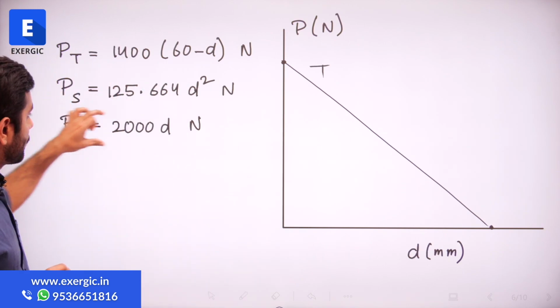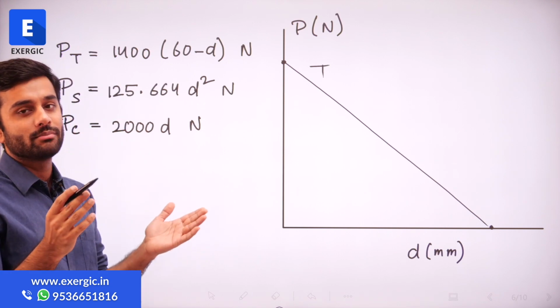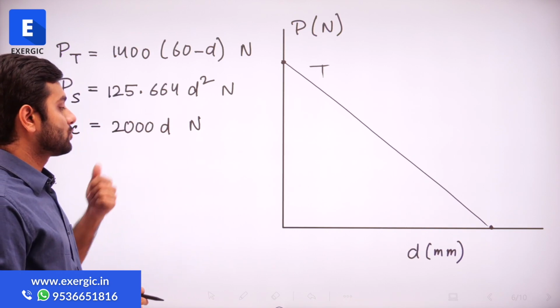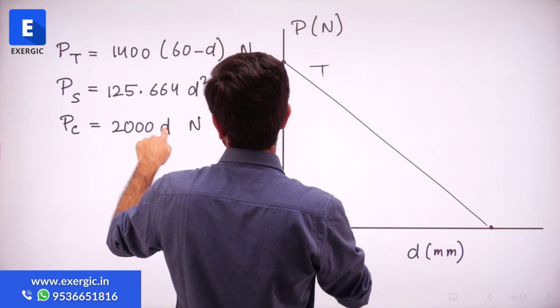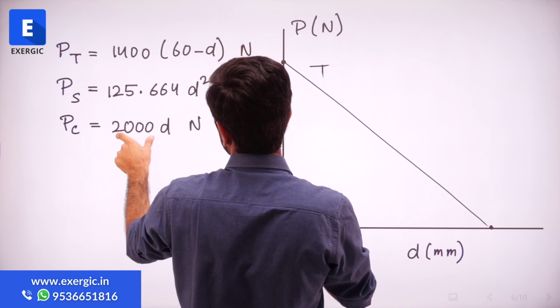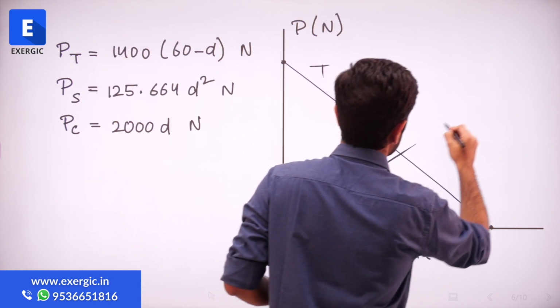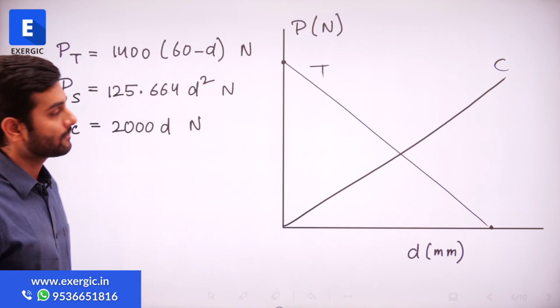Coming to the line of compression first, 2000 D, very simple, Y is equal to mx plus c. Here C is 0, M is 2000. So when D is equal to 0, PC is 0, and as you keep on increasing the value of D, this value will keep on increasing further and further, right? So let's say this is the equation of compression.